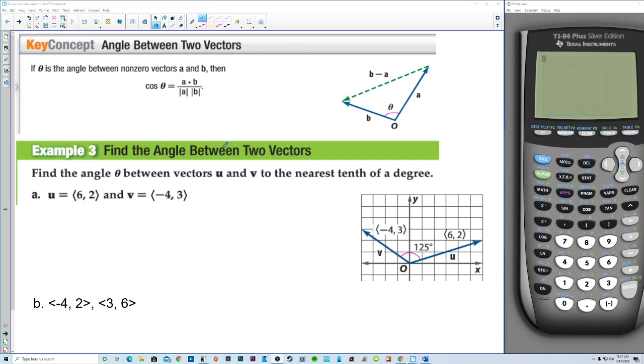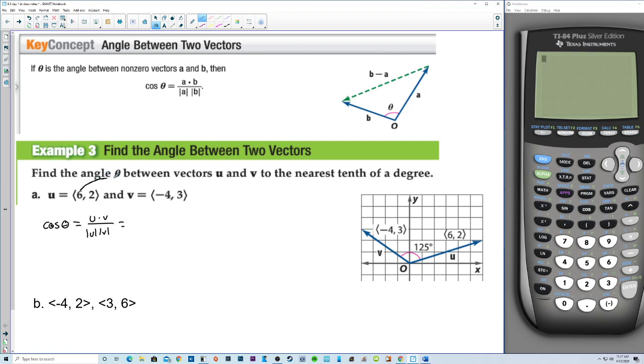In example 3, find the angle between two vectors. Find the angle theta between vectors u and v to the nearest tenth of a degree. We can already see that it's about 125 degrees, but let's use the formula to get that answer. The cosine of theta is equal to u dot v over the magnitude of u times the magnitude of v.